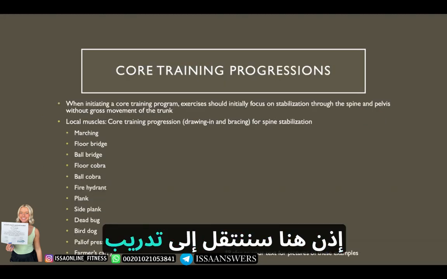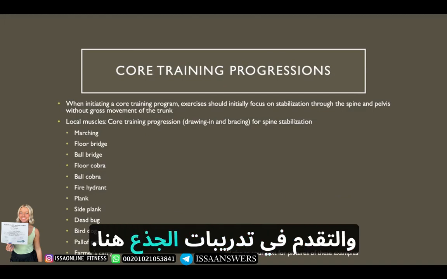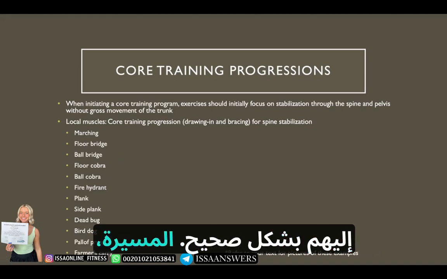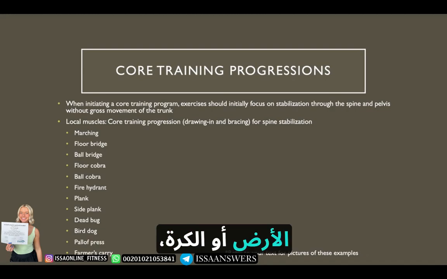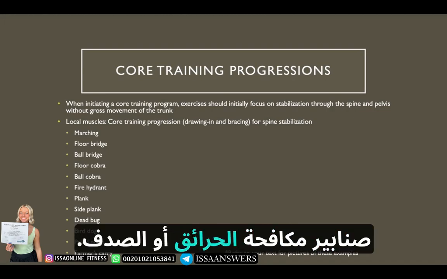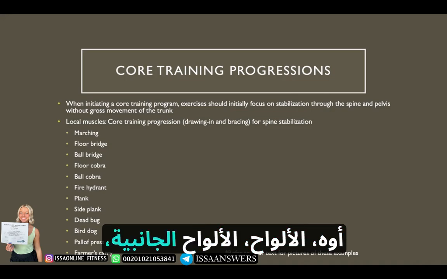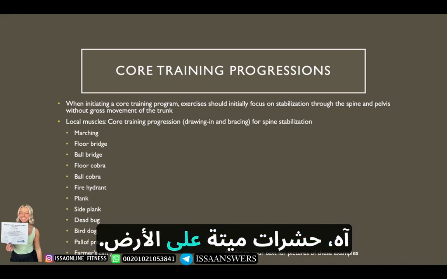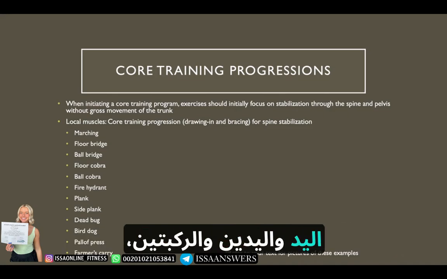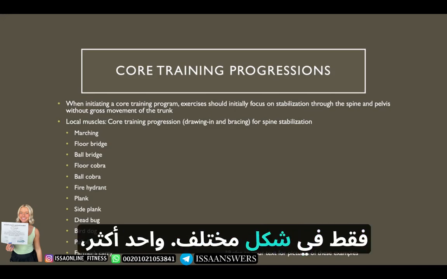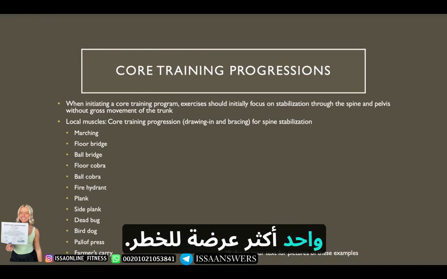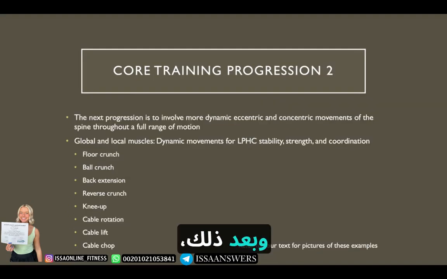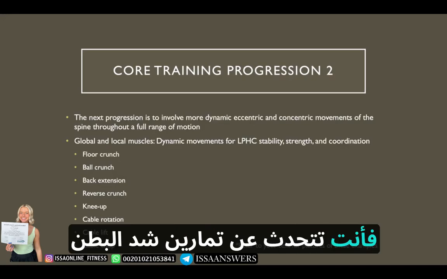So here we're going to get into the local muscles, the core training progressions. Here they all are. I'm just going to go down the line and then we'll look through them correctly. Marching, floor bridging, ball bridging, cobras, floor or ball, fire hydrants or clamshells, planks, side planks, dead bugs, bird dogs. Dead bugs are floor based where you're lying on your back. Bird dogs are on all four points of contact, hands and knees. They're the same motion, just in a different format. One's more supine, one's more prone. Pull-off presses, and then your farmer's carries. And then going through your global and local muscle progressions.